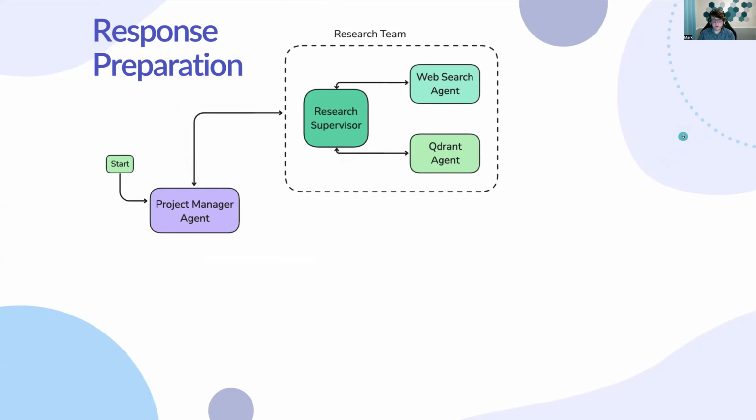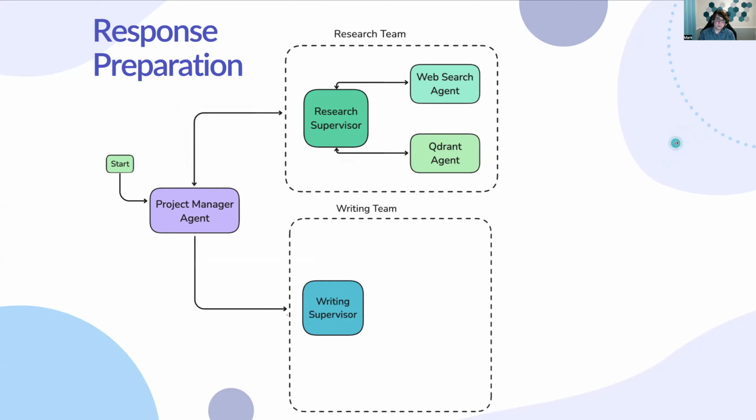good post. If yes, it sends it back to the project manager, who then ferries that data and the topic to the writing team, another subgraph, headed by its own supervisor. This supervisor fires off a task to create a new draft, and the post creation agent takes that collected data and the topic and creates a rough draft.